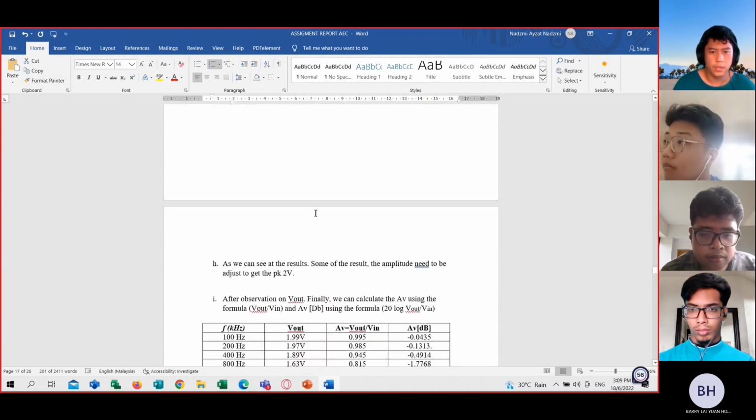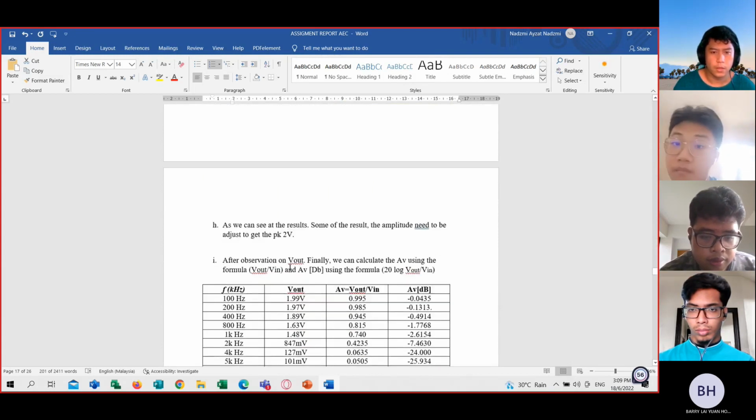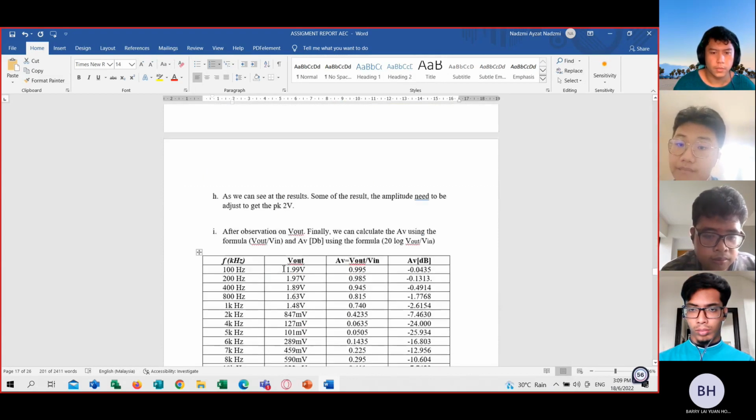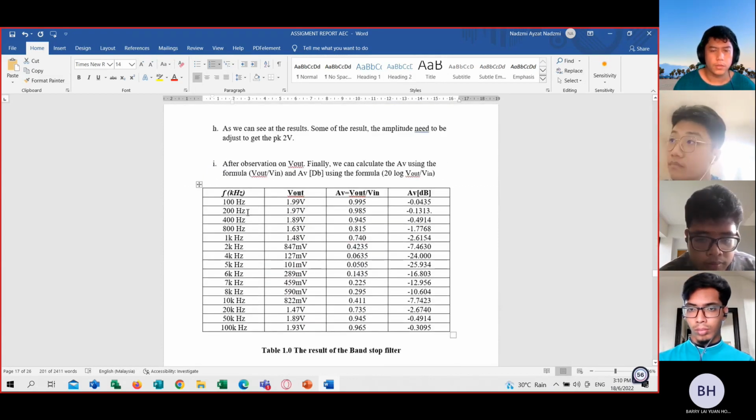As we can see from the results, the amplitude needs to be adjusted to get the peak to peak of 2 volts. After our adjustment, this is our table. We use 100 Hz and so on up to 100 kilohertz. Next is the Vout, which is the Vout for each oscilloscope reading that we got.